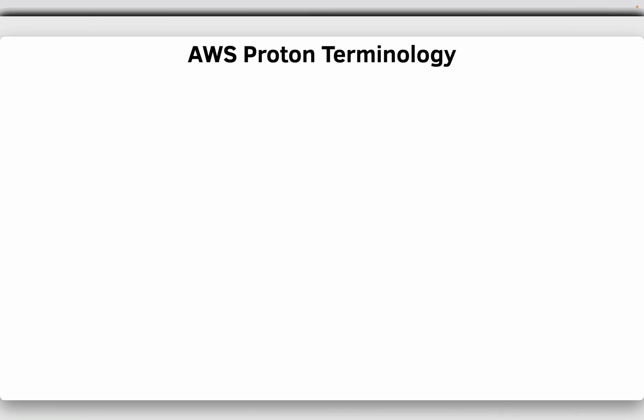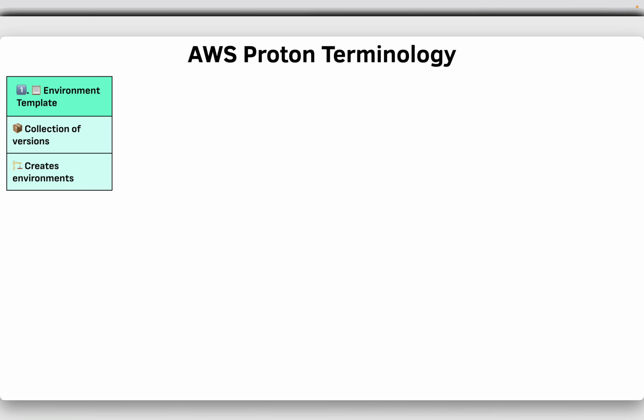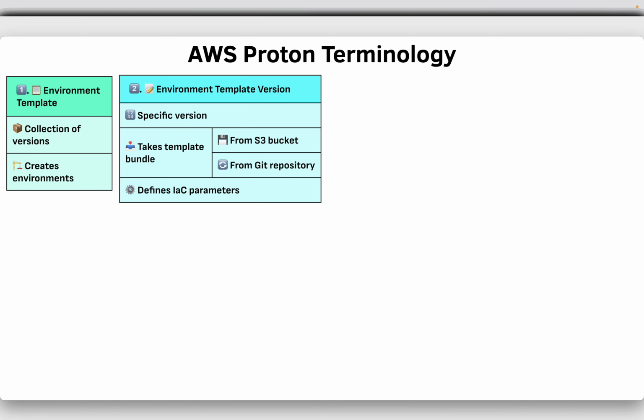So let's go through some AWS Proton terminology so that will make it clearer. We have the environment template, which is a collection of environment template versions that can be used to create AWS Proton environments. And we have the environment template version, a specific version of an environment template. It takes a template bundle as input, either from an S3 bucket or from a Git repository.